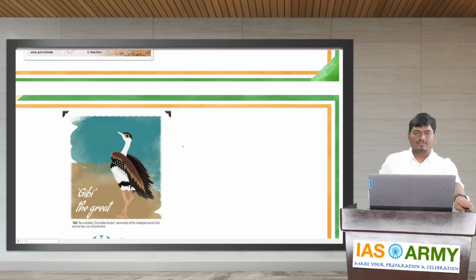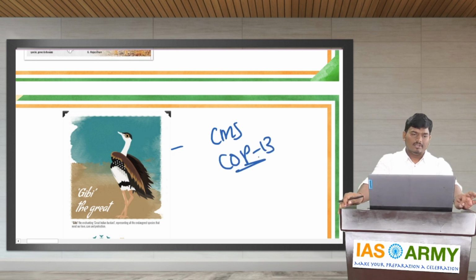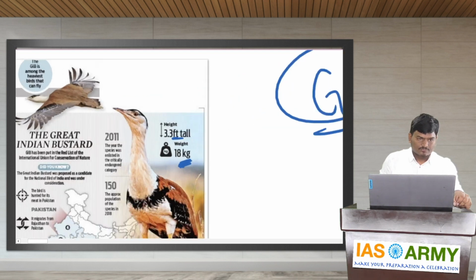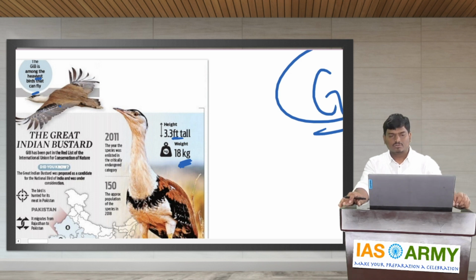And this is the mascot for CMS COP 13, GIBI, that is the Great Indian Bustard. That is the reason GIBI is in news and very much important for this year's prelims. This talks about the height and weight. It stands at a height of around 3 feet and weighs 18 kilos. It is one of the heaviest flying birds, among the heaviest birds in the country. So these are the very basic details, the minimum details which you need to remember for prelims.